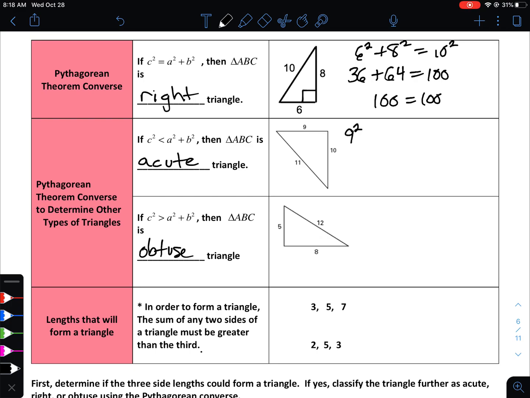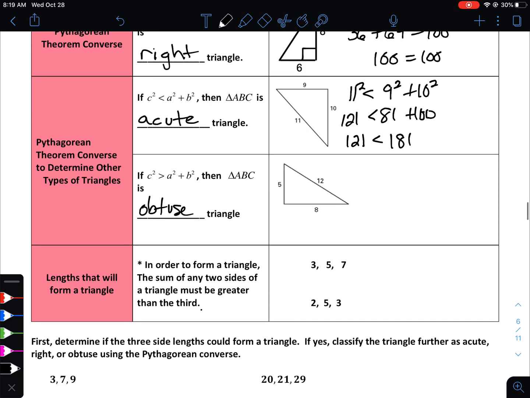As an example of this, 9 squared plus 10 squared, and let me write this in the other direction. So let me go ahead and start with c squared. So c squared is going to be our longest side, which is 11 squared. And I'm going to show that 11 squared is in fact less than 9 squared plus 10 squared. And it shouldn't be too hard to show. 11 squared is 121, 9 squared is 81, 10 squared is 100. And it should be pretty clear that 121 is less than 181. So it is in fact true that the triangle that we've got here is an acute triangle.